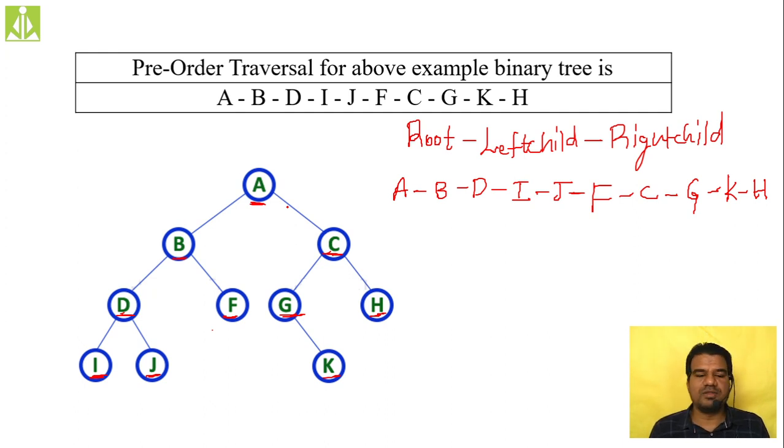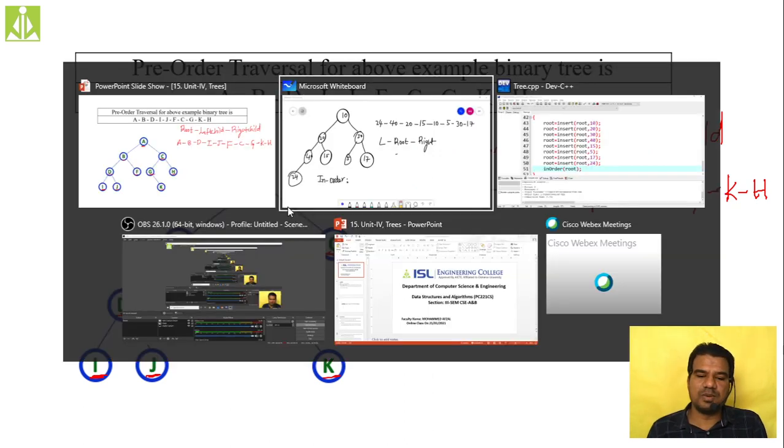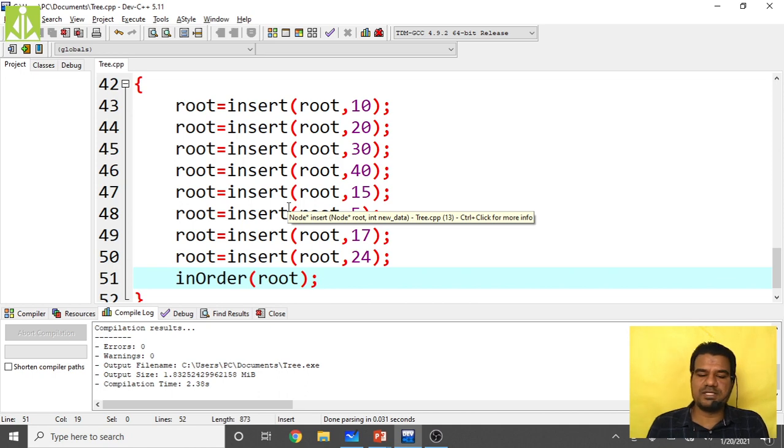In this way we perform the pre-order traversal. First we visit the root, then left, then right. Simply we implement this with the help of this same thing.